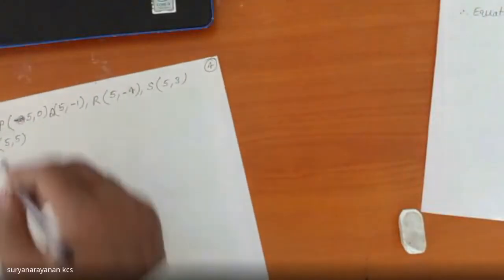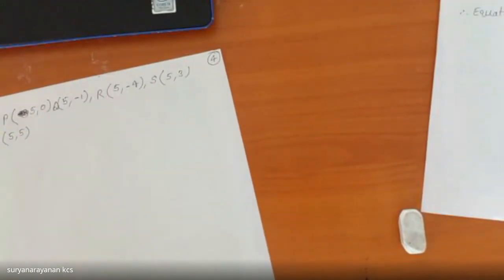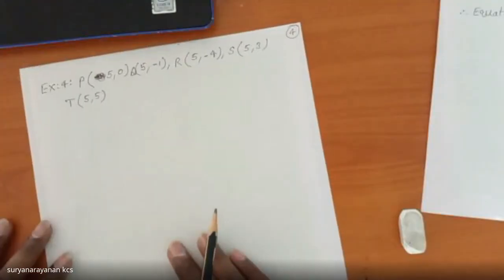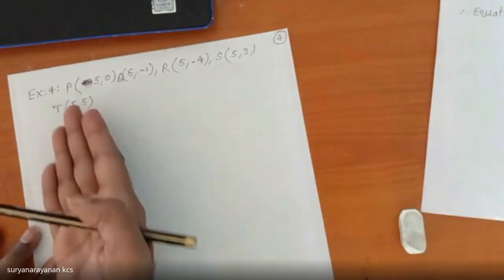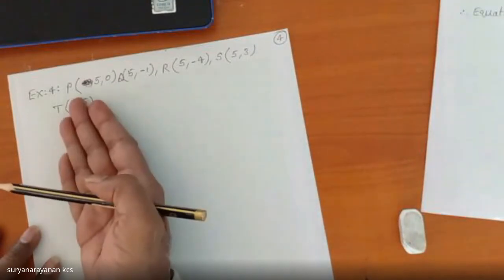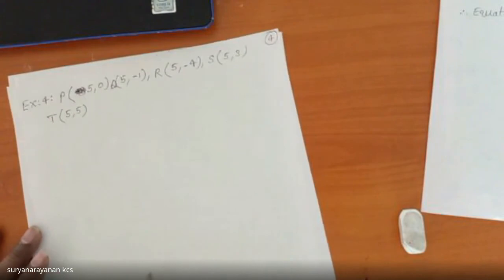If you observe all these points, what is the common property here? So the x-coordinate is 5. Not x-axis, why are you telling? The x-coordinate. Don't say x-axis here, we have not taken an axis. These are coordinates, x-coordinate and y-coordinate. Don't exchange the words.